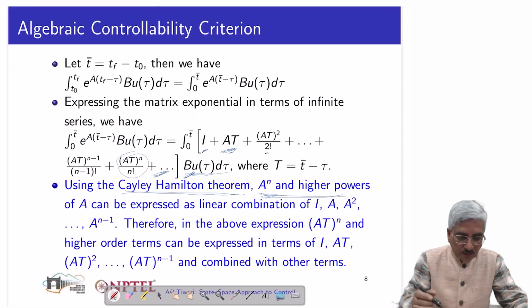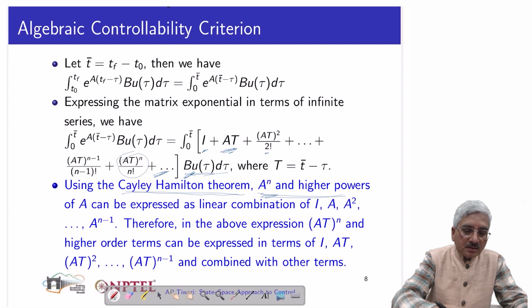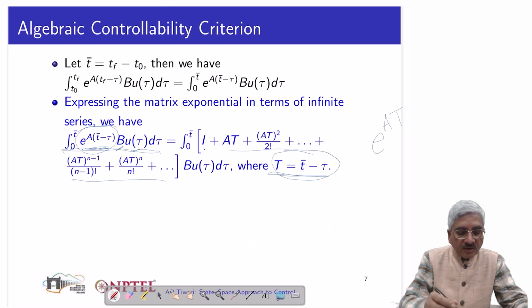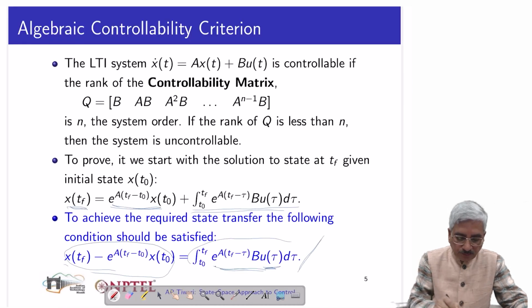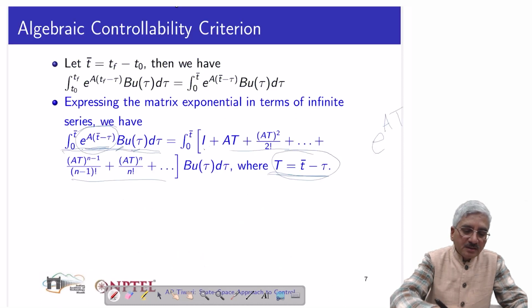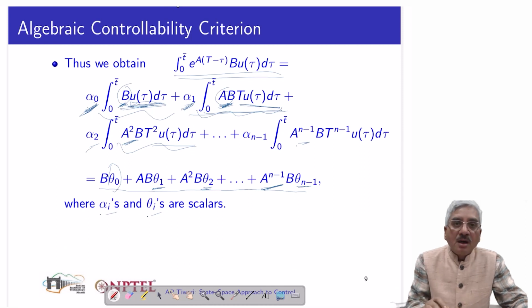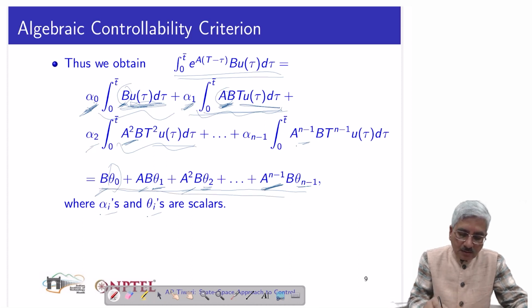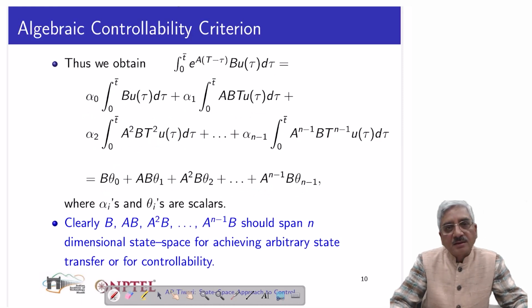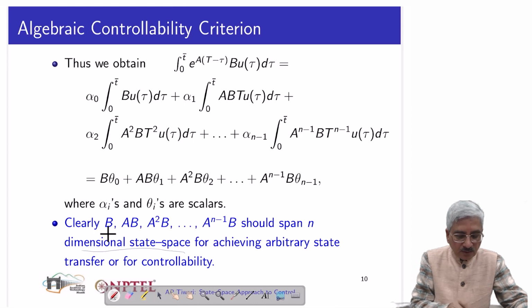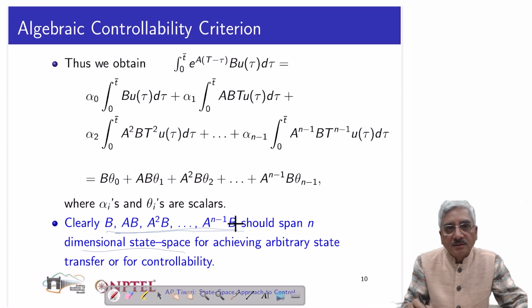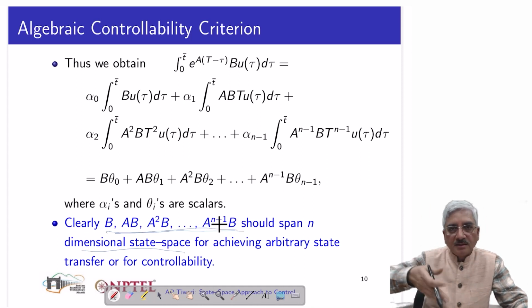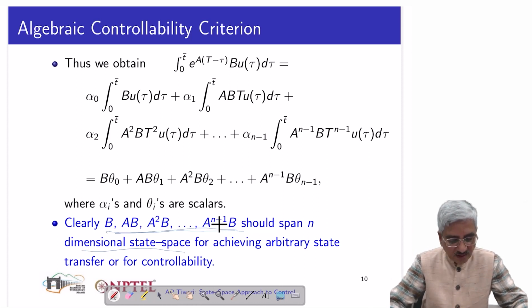So we see that this integral, which we want for the state transfer to happen, this one, this integral gets expressed as a linear combination of matrices B, AB, A square B, etc. up to A to the n minus 1 B. And what it means is that if all the various state transfers have to be possible, this linear combination should span the entire state space, and that will only be possible if that Q matrix, which contains this B, AB, etc., all these matrices as its columns, that controllability matrix has rank n.